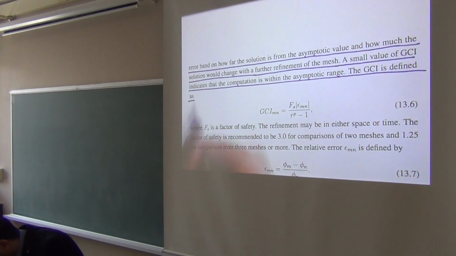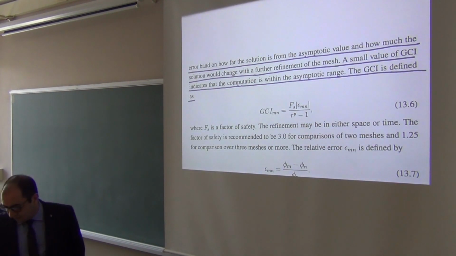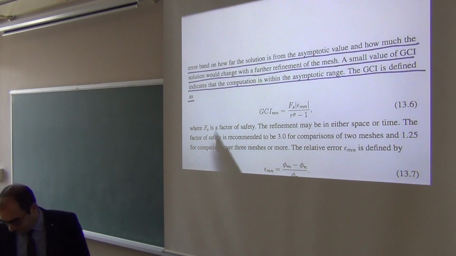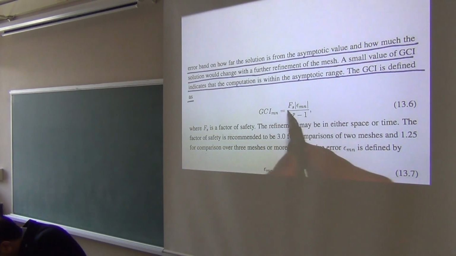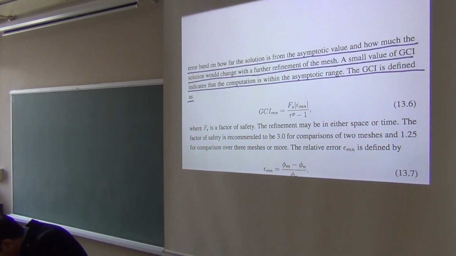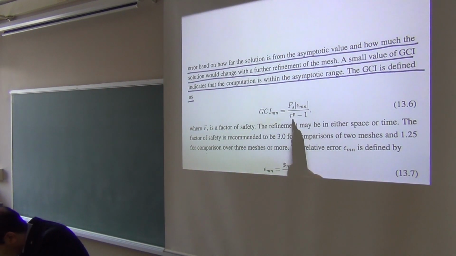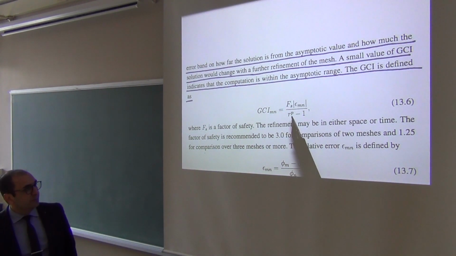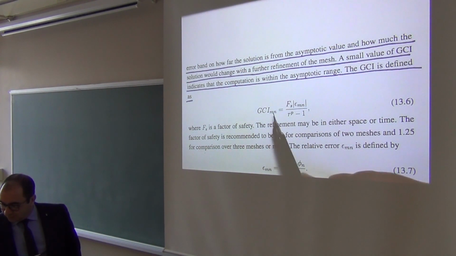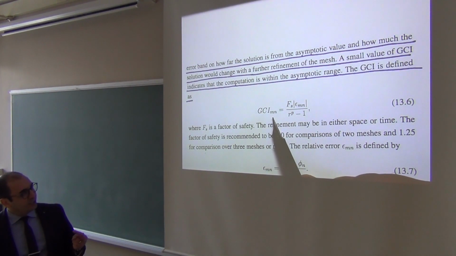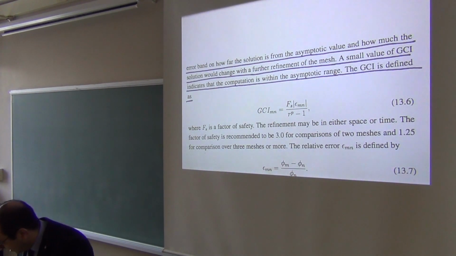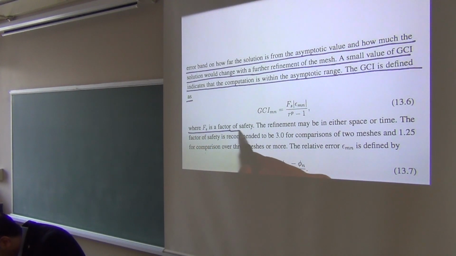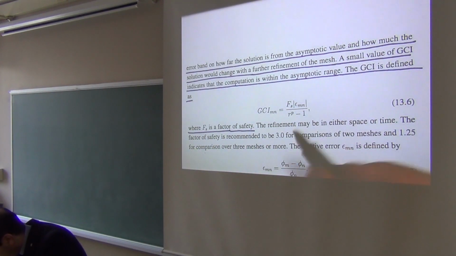So how do you calculate GCI? All you need to know is a safety factor Fs multiplied by a relative error divided by the refinement ratio raised to the power of the order of convergence, minus 1. You calculate GCI between two adjacent levels of mesh and you plug in these numbers. This Fs is a factor of safety. It's thrown in to be conservative.